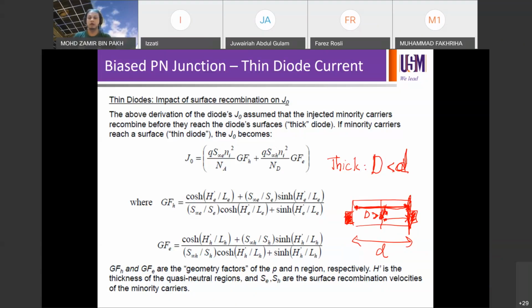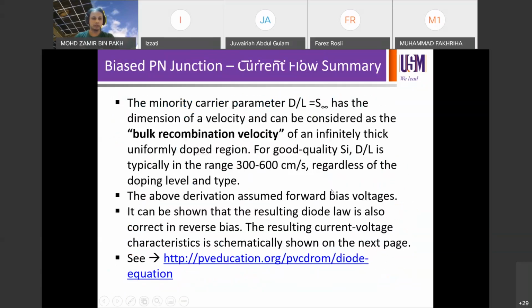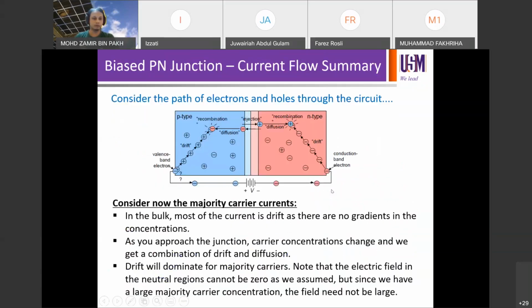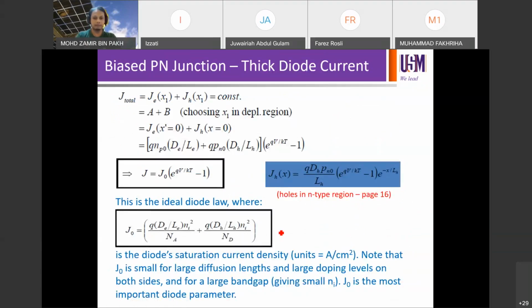In that case, we call that a thick diode. On the other hand, if the diffusion length is less than the device thickness, we can say that it's a thin diode. So now let's look at a thin diode, the impact of surface recombination on J0. Since we've been discussing J0 for the thick diode on this page, let's recap and compare to this. This is for the thick diode.